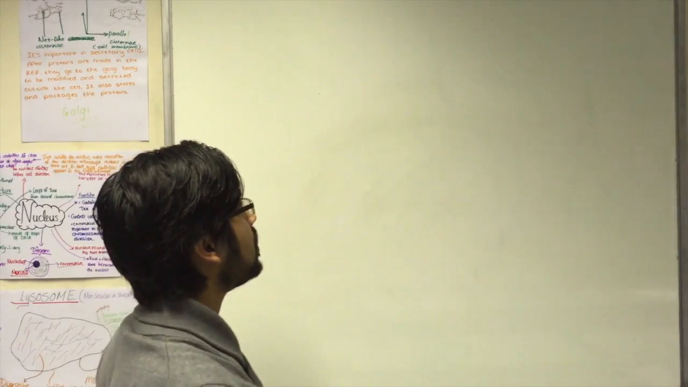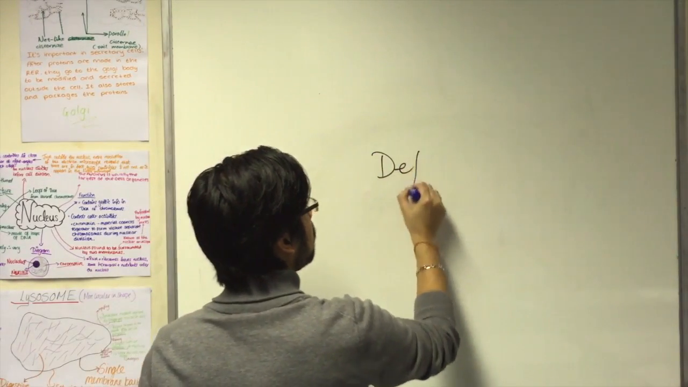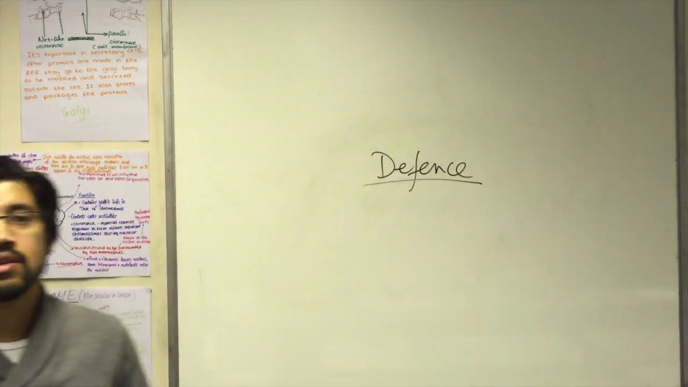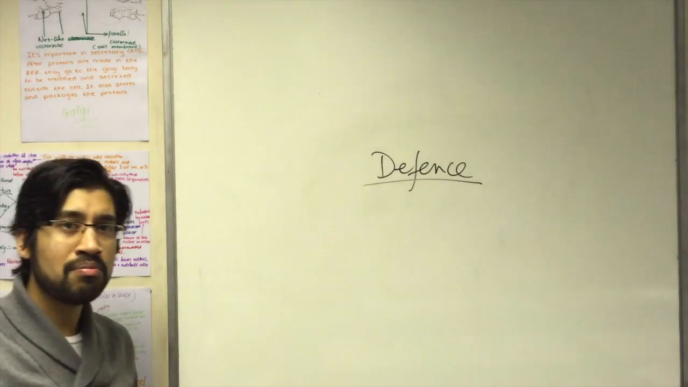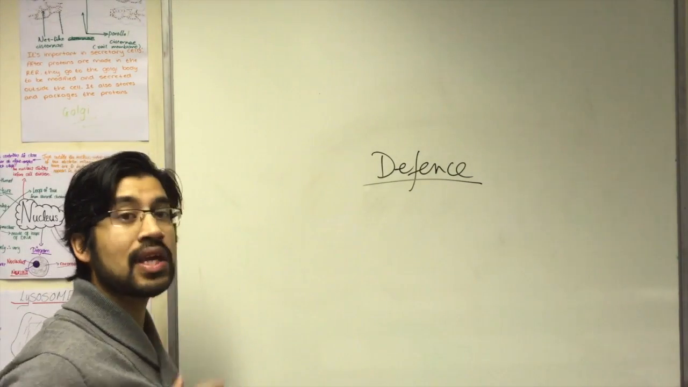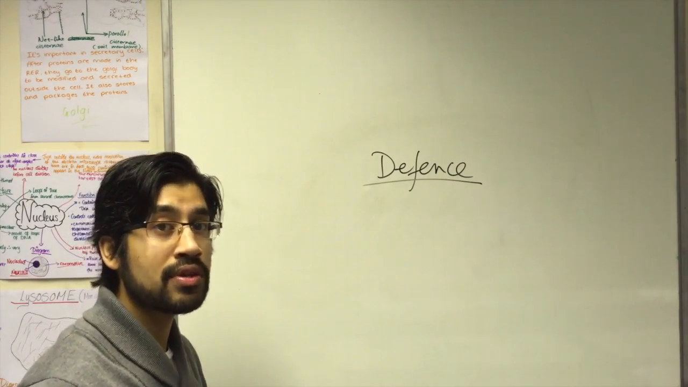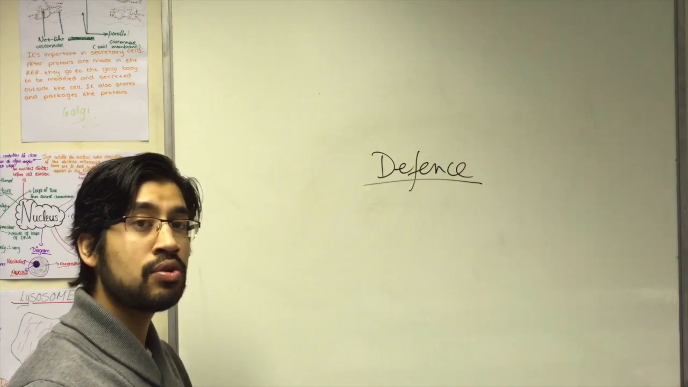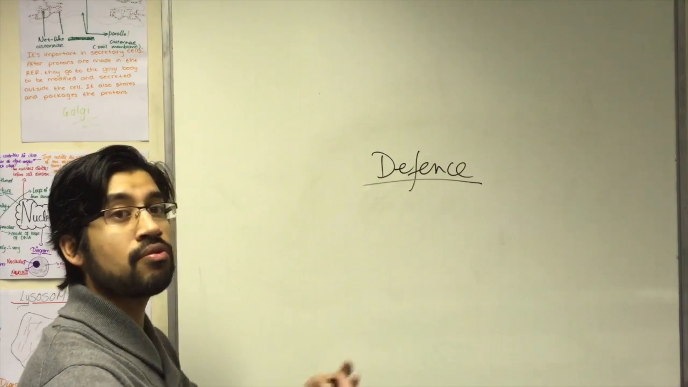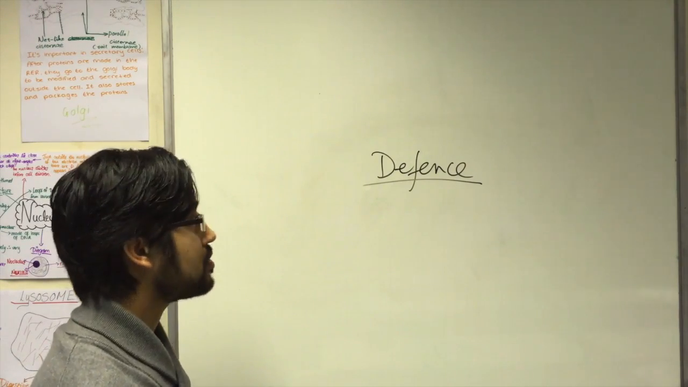So, your body's defense against these pathogens is in 3 stages. Now, obviously the main stage is the immune system, but before that's activated, there are 2 stages that any pathogen has to cross before any of that becomes started.